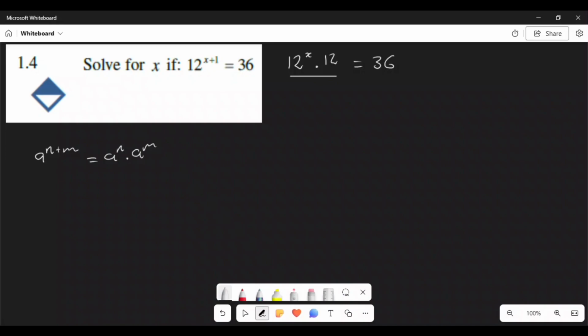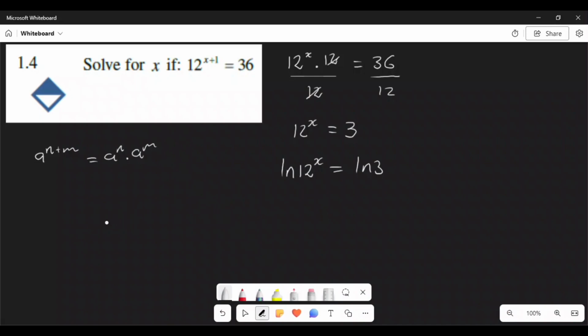Let's divide by 12 on both sides. If I divide by 12 here, 12 and 12 give us 1. So we are left with 12 to the power of x, and here 36 divided by 12, we are left with 3. From here, guys, there's nothing more we can do, so we need to introduce the natural log on the right-hand side. You have 12 to the power of x, and then we have natural log, then 3.